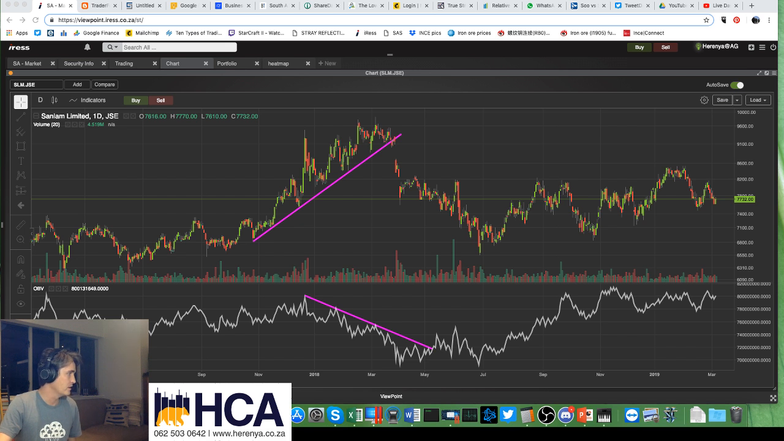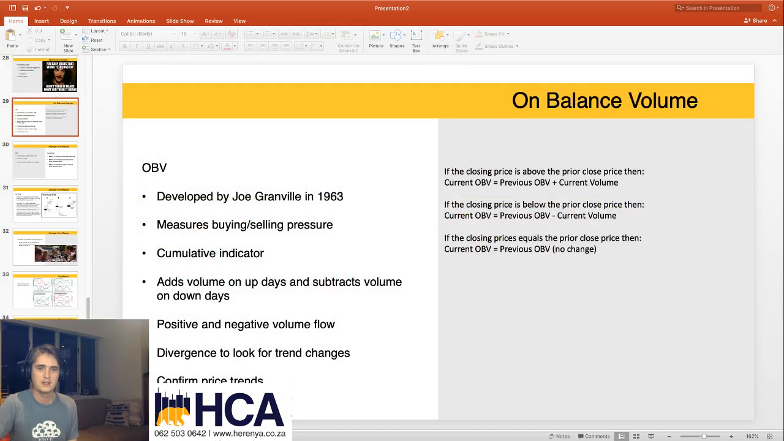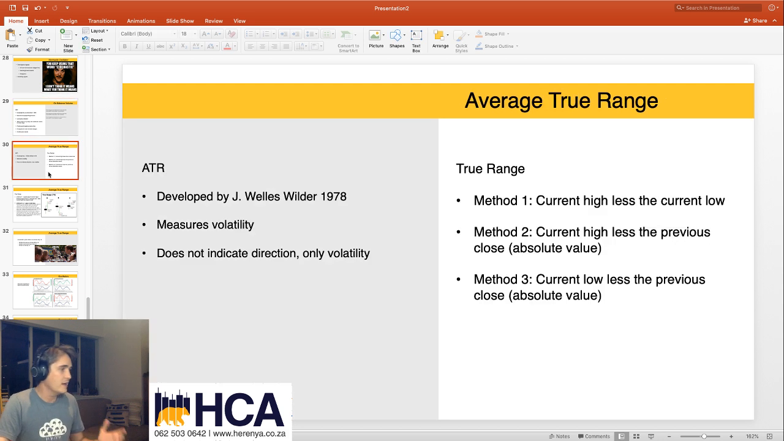Where are we? All right, so I'm going to go back to my notes here. So it's a cumulative indicator. It adds volume on the up days, subtracts on the down days. All the stuff I just said, it's a fairly simple indicator, to tell you the truth. Then, average true range.